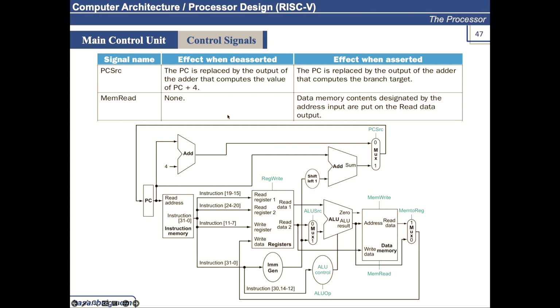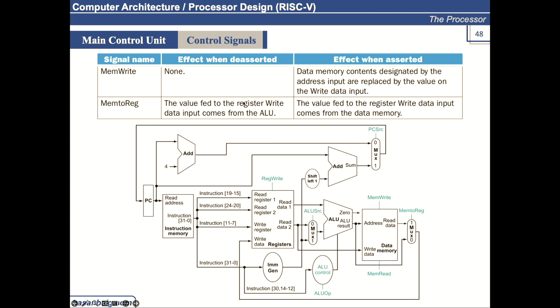Mem read, when it is 0, will have no effect on memory, but when it is 1, it means that we are reading the memory and the contents will be placed up here. What contents is specified by this address. Mem write, when it is deasserted, will not do anything. When it is 1, it means that we will be writing the data. The data at this port will be written, specified by this address.